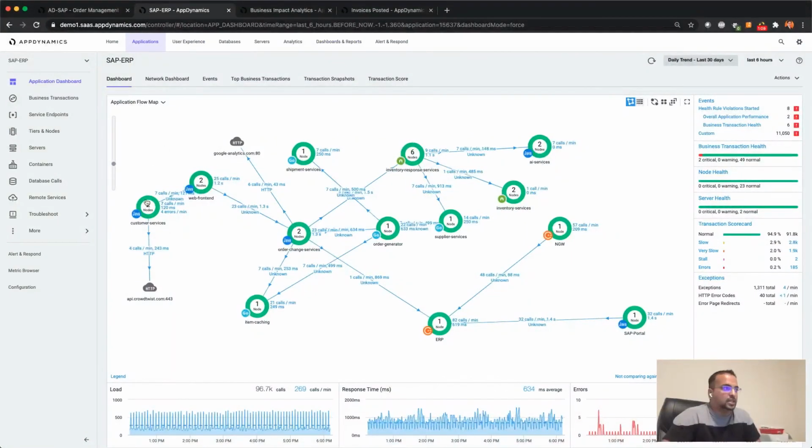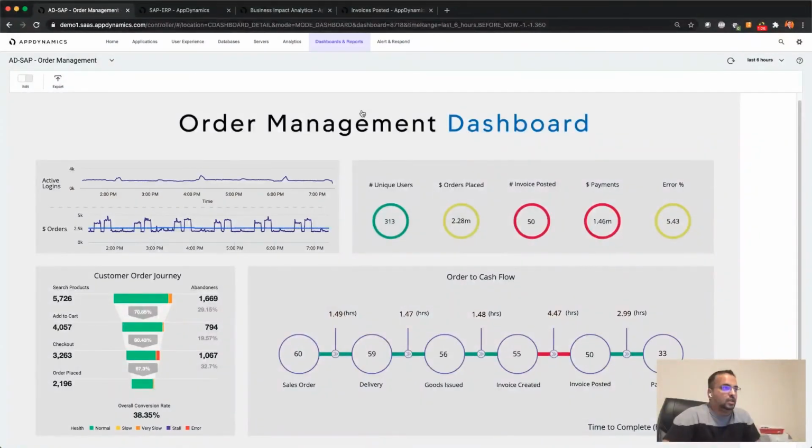What you see here is a flow map of both SAP and non-SAP applications. It shows how they are interconnected, how they interact with each other, and can also pinpoint where the problem lies when there is an issue with the application. A quick glance at this dashboard shows us that we have issues with the orders placed and the payments, as the errors are going up.